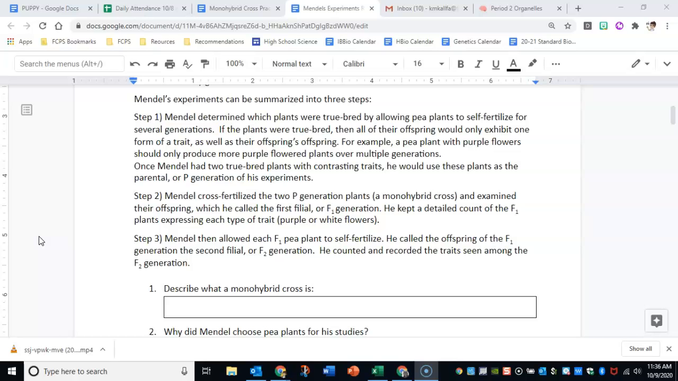Once Mendel had 2 true-bred plants with contrasting traits, he would use these plants as the parental, or P generation, of his experiments.